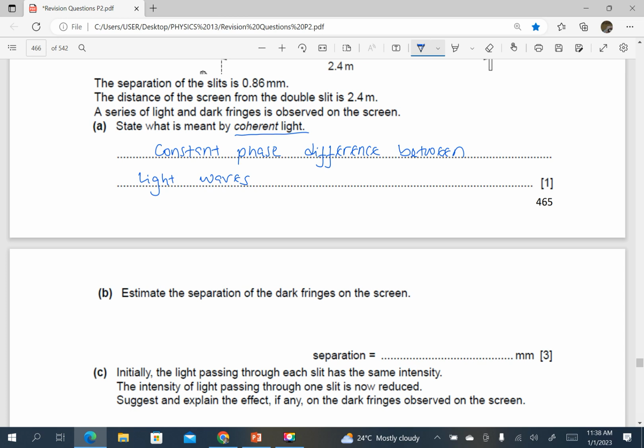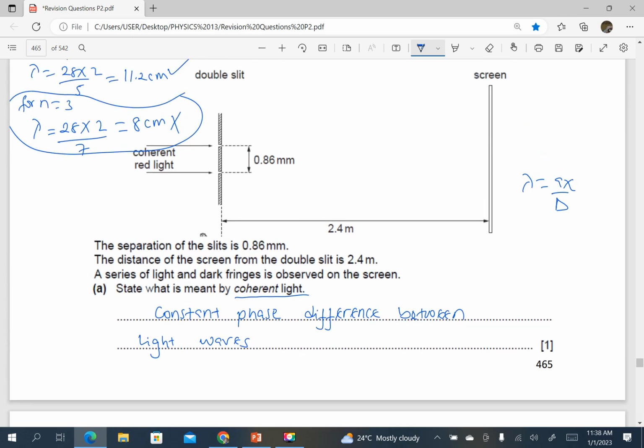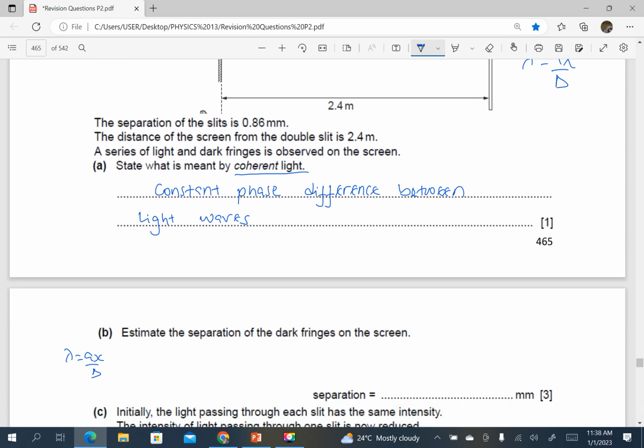Estimate the separation of darker fringes on the screen, that is x. From the equation, lambda is equal to ax over d, and we want x. Using red light, because they told us it is coherent red light, since the wavelength has not been given, we can choose any wavelength of red light. So x is equal to lambda times d over a.